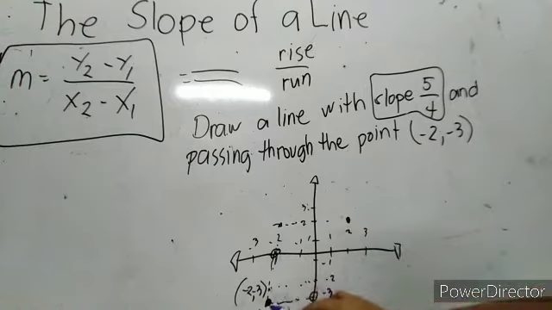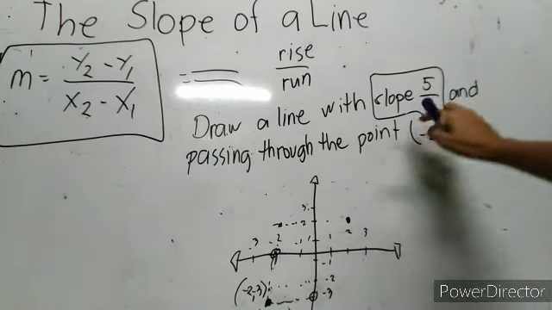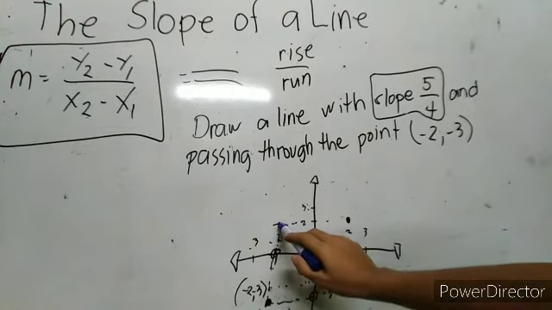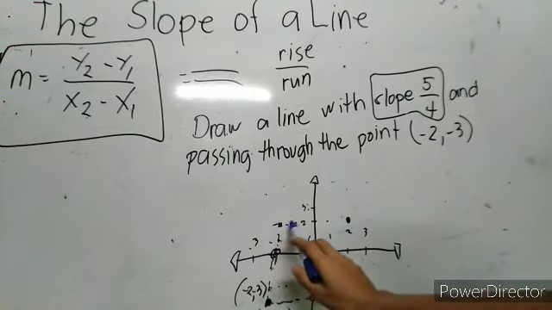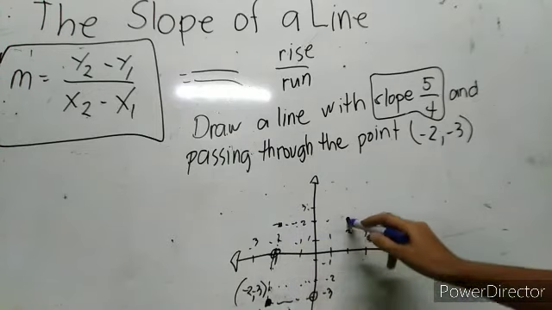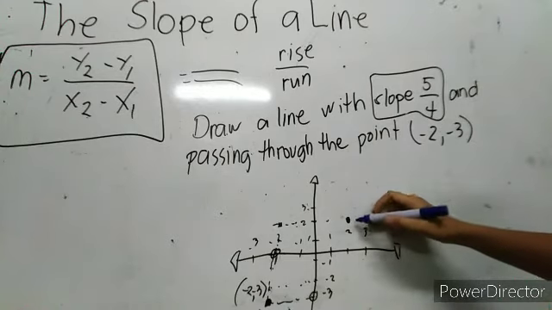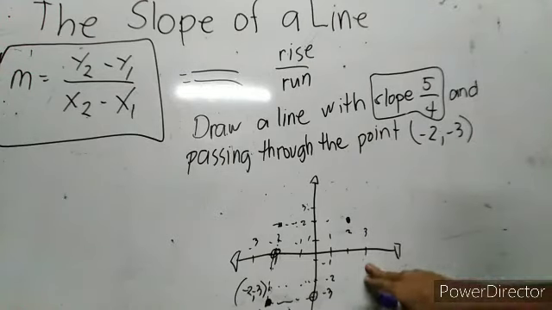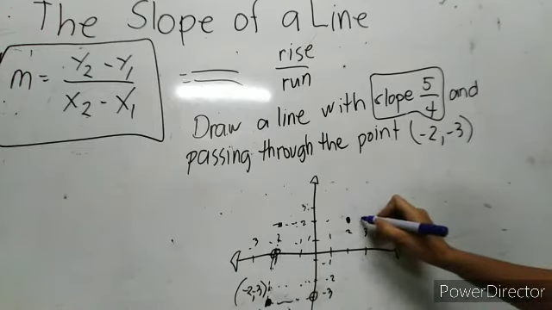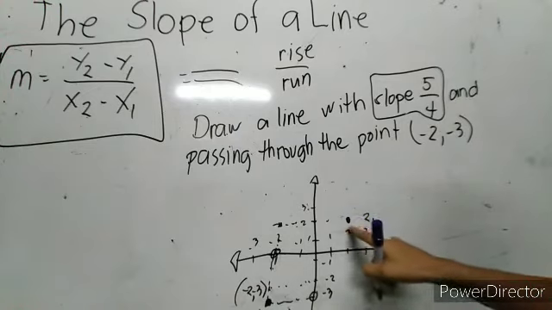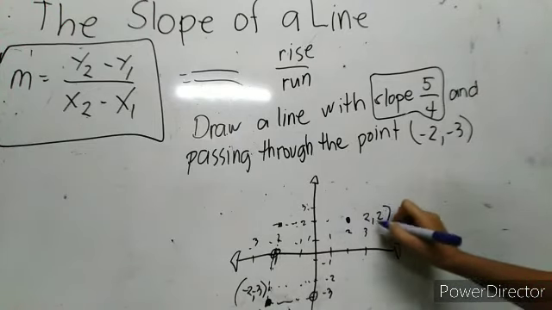Again, from our starting point, the given negative 2 and negative 3, with our slope of 5 over 4, we rise 5: 1, 2, 3, 4, 5. Then we run 4 steps: 1, 2, 3, 4. So that is our point. Let us label it. The value of x on the x-axis is positive 2, that is positive 2, and y is also positive 2.